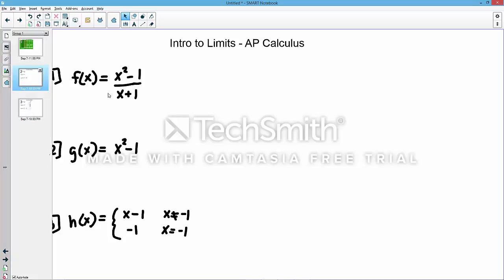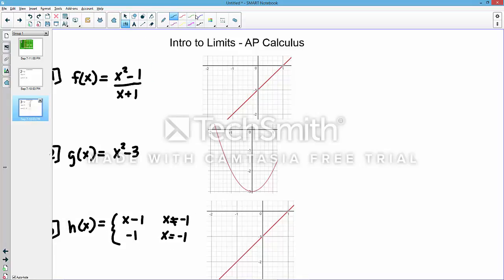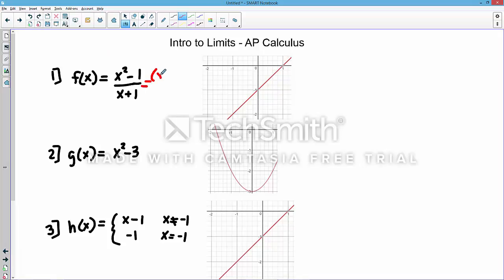Okay, so I'm going to go to Desmos. I'm going to graph all 3 of these, which I've already done, and let's take a look at all 3 graphs, and then let's talk about limits. Okay, unfortunately, in Desmos, this is a problem because it doesn't show the hole. Hopefully, you guys know from pre-calc there's a hole here, right? Because this is x minus 1, x plus 1, divided by x plus 1.